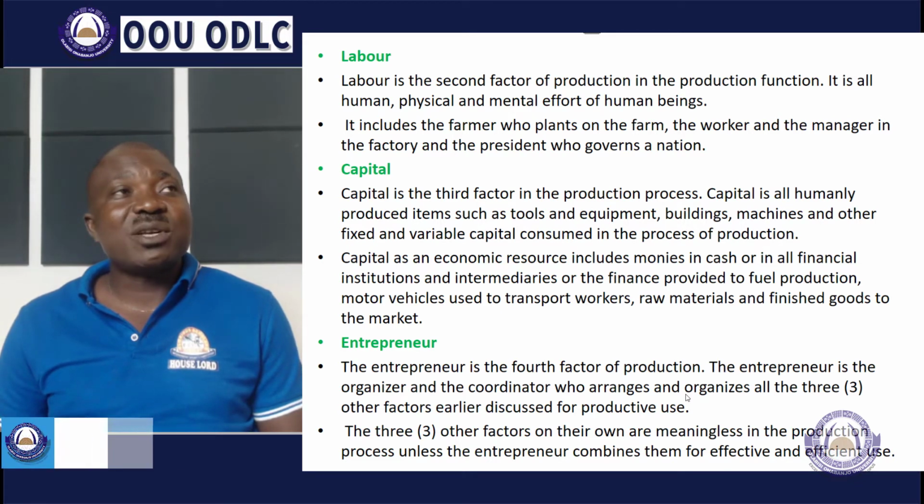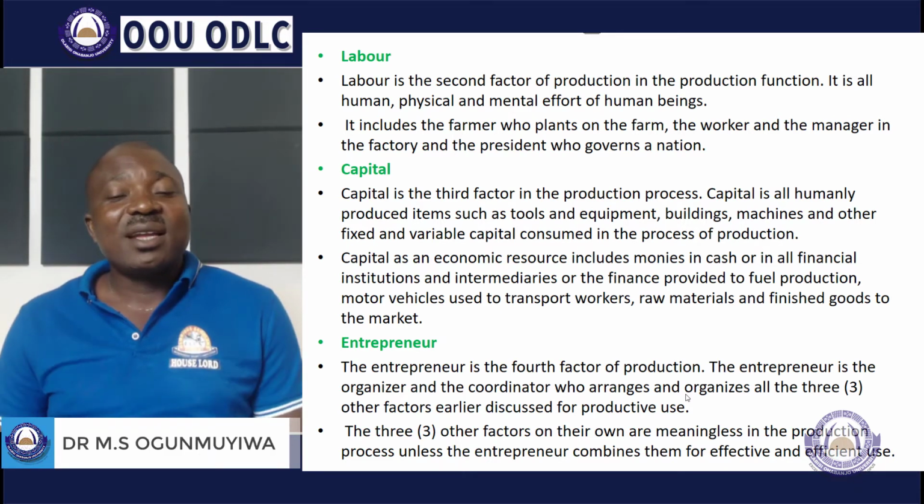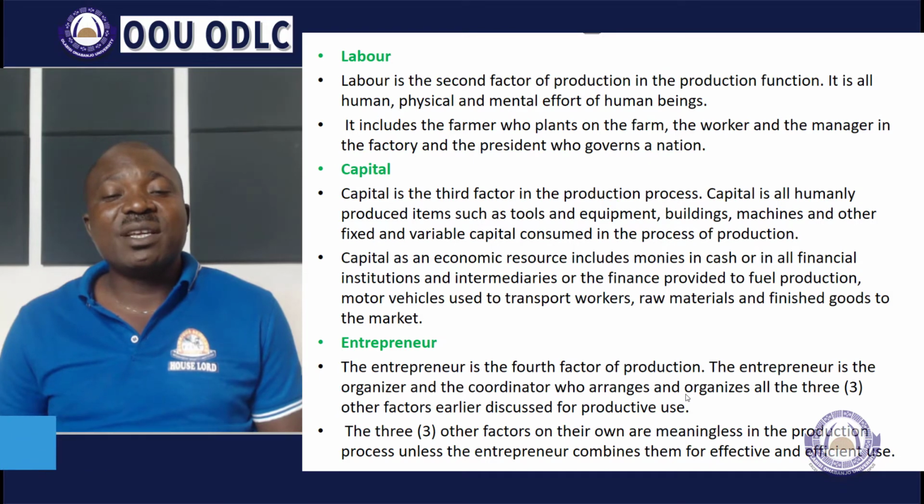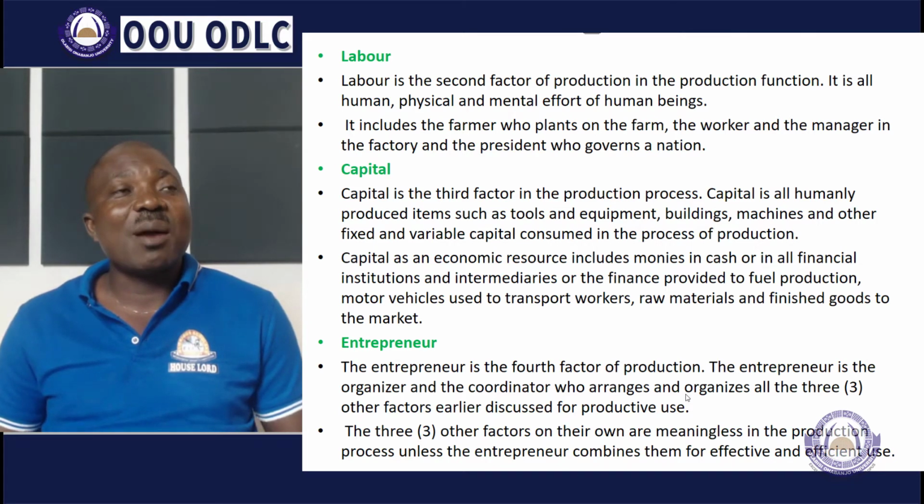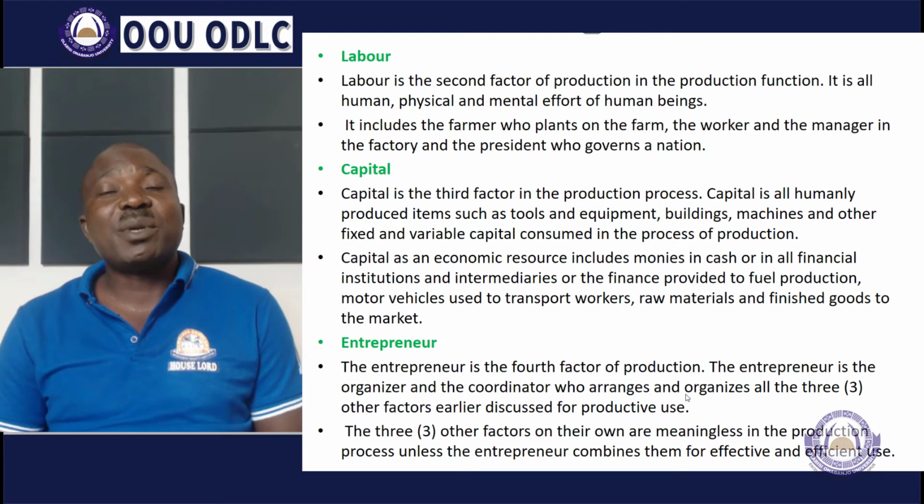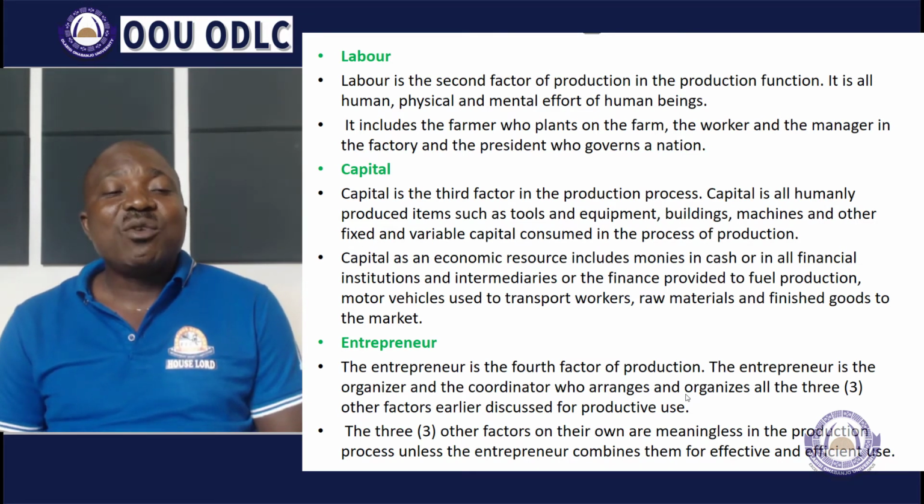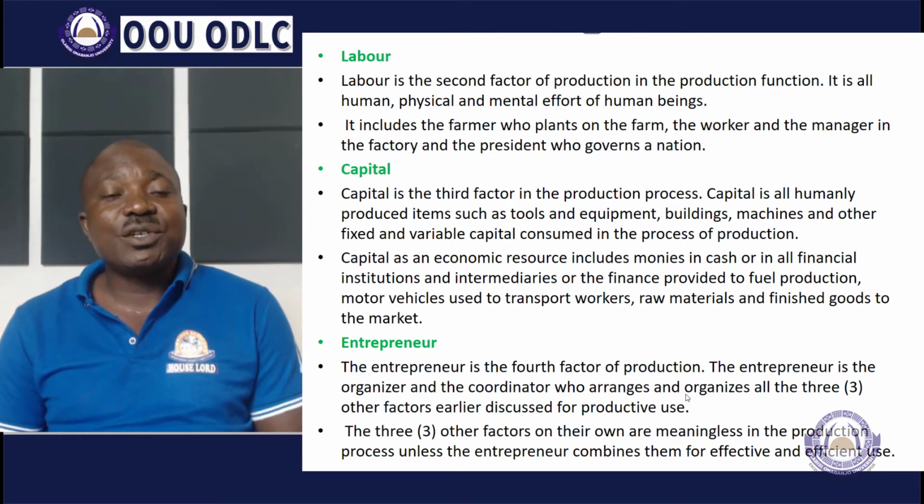Capital as an economic resource also includes monies either in cash or in bank, and all other financial institutions and intermediaries, or even in the form of finance provided to fuel the production of motor vehicles or ordinary equipment or vehicles used to transport workers, raw materials and finished goods to the market. All these are part of what is called capital as an economic resource in the productive chain. And the reward for capital is interest.